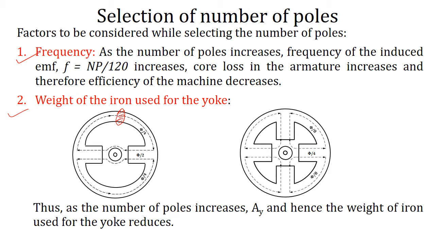Let's consider these two examples. In the first case, it is a two-pole machine. This is a two-pole machine and this is a four-pole machine. In this two-pole machine, the flux passing through the yoke is φ by 4, where φ is the total flux. If φ is the total flux, flux through the yoke is φ by 4. But in the case of a four-pole machine, the flux through yoke is φ by 8. That means the thickness of yoke can be reduced if you increase the number of poles.